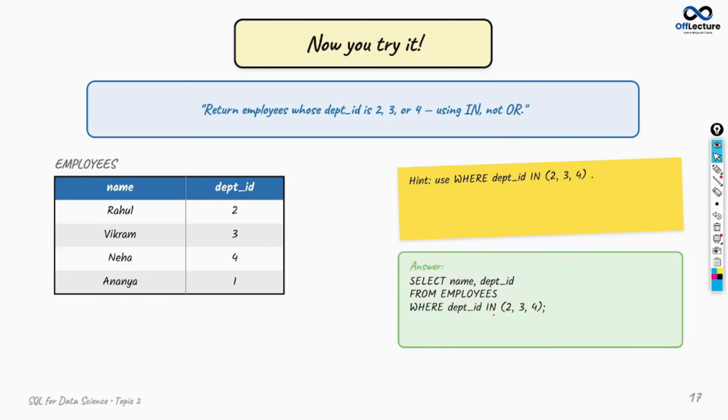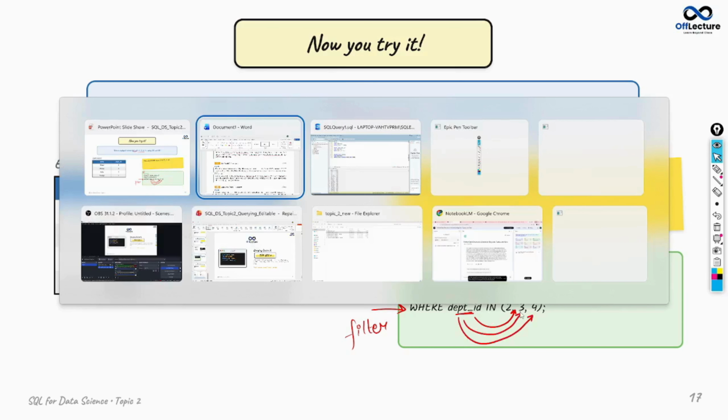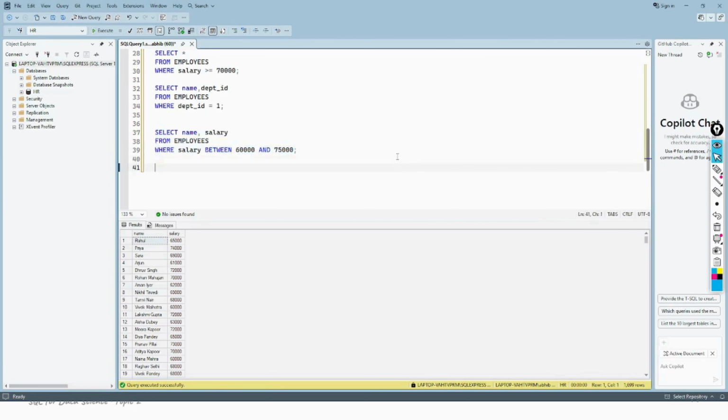So the answer with IN is SELECT name, department ID FROM employees WHERE department ID IN 2, 3, 4, which is obvious. What we are doing is, since we have to return the employees where department ID is 2, 3 or 4, we write this WHERE clause, which will filter the result where department ID belongs to 2, or 3, or 4. Okay, so let's try to apply this. First of all, I am showing you, suppose I want to use the OR statement and I don't want to use the IN statement, then how will it work.